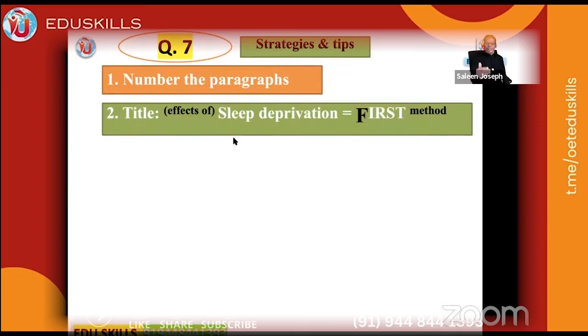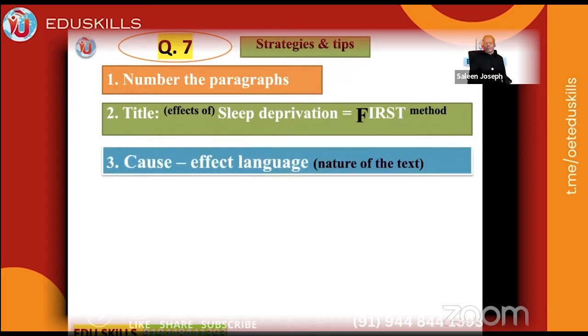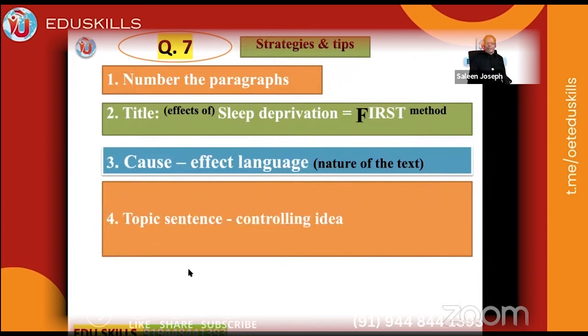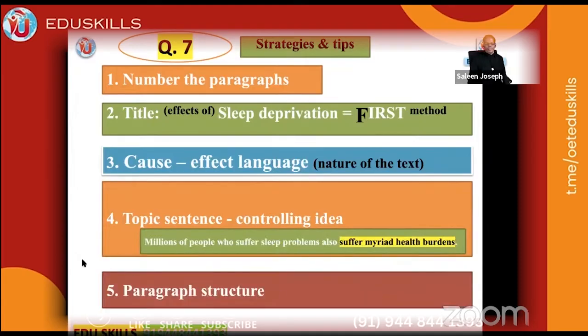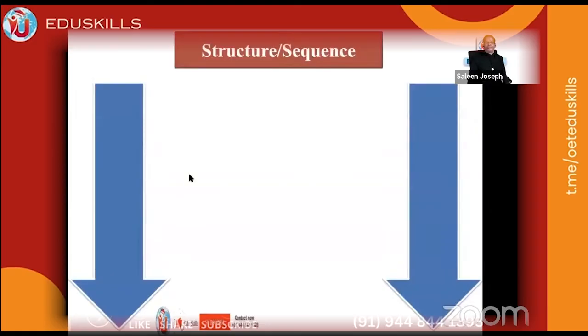The title of the whole text is sleep deprivation. Sleep deprivation means what happens. So the first method is to foresee. As soon as you see the title, you can foresee this is going to speak about what happens if you deprive yourselves of proper sleep, if you don't sleep properly. Third one, cause and effect language, the nature of the text. Fourth one, topic sentence, controlling idea: millions of people who suffer sleep problems also suffer myriad health problems. Fifth one, paragraph structure. These are the things you have to be mindful of.